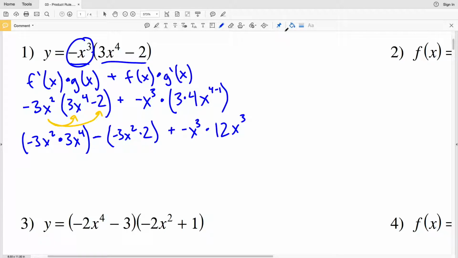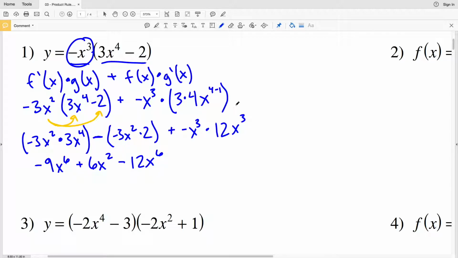Now I'll simplify by multiplying. Negative 3 times 3 is a negative 9, and x squared times x to the fourth, remember we're adding those exponents when we're multiplying with the same base, so that will be x to the 6th, and then we're subtracting. Negative 3 times 2 is a negative 6, but as opposed to subtracting a negative, we'll add a positive 6x squared, and then we're adding that to negative x cubed times 12x cubed. So instead of adding a negative, we'll just subtract the positive, and that's going to be 12x to the 3 plus 3, which is 6, remembering the law of exponents.